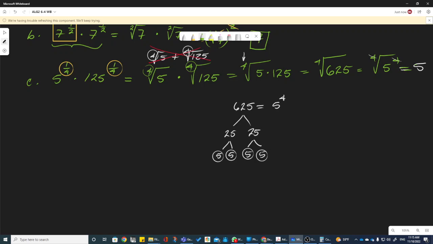Okay? Let me write it the right way so that you don't get confused. So this is equal to 5. Okay, and that's the answer. All right, so that is the actual concept of the whole problem.